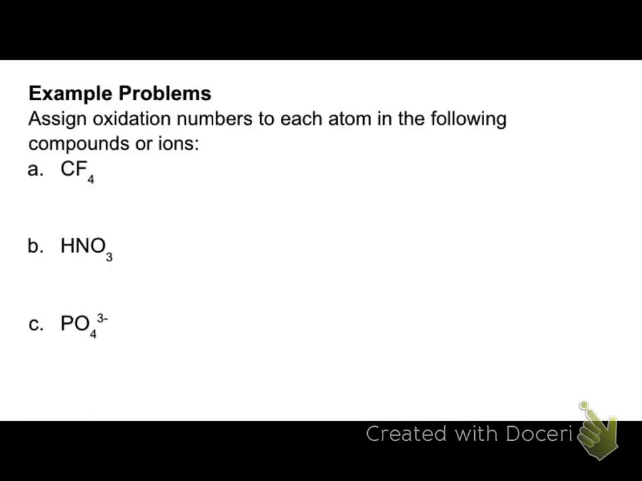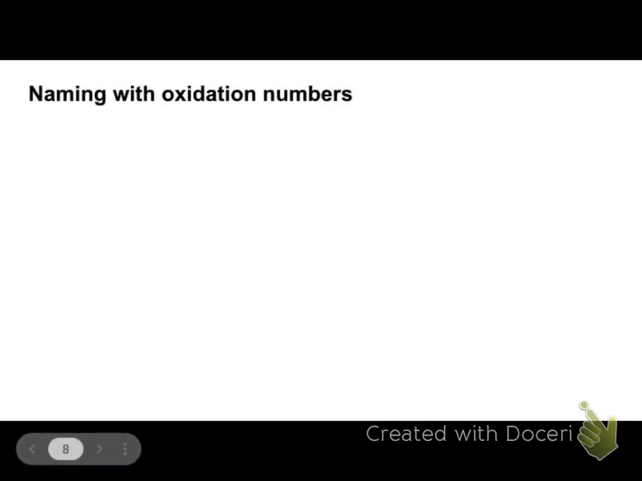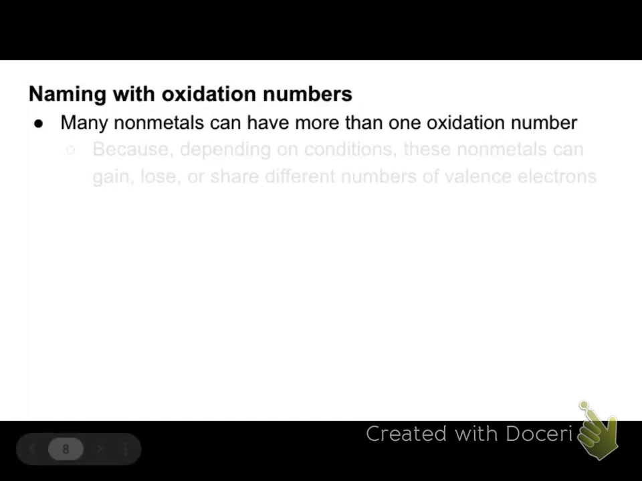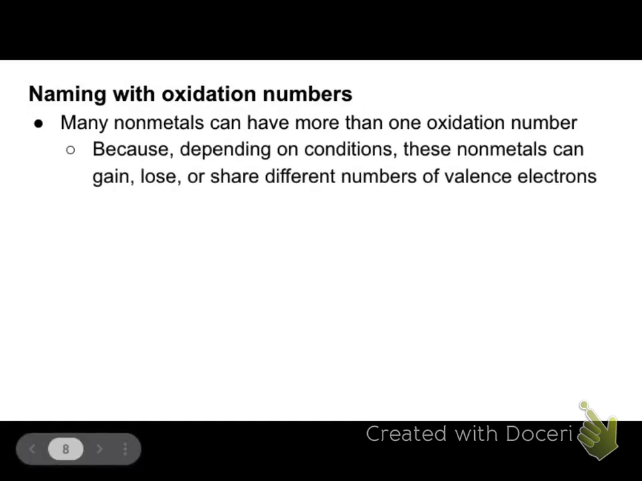Instead of doing more example problems, we're going to finish up these notes because I think they will also help give some insight into things. So we're going to talk about naming using oxidation numbers. There are many nonmetals that can have more than one oxidation number. This is because depending on the conditions, the nonmetals can gain or lose or share a different number of valence electrons.